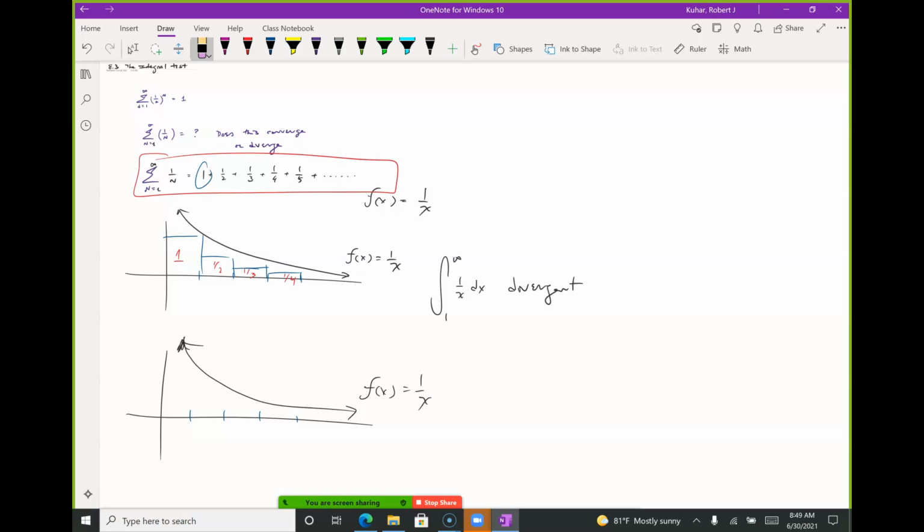Now, it's a little bit weird in that when I'm doing the integral, I'm actually getting this green area, so I'm leaving out that first box. But the first box is a finite number, so no big deal, right?